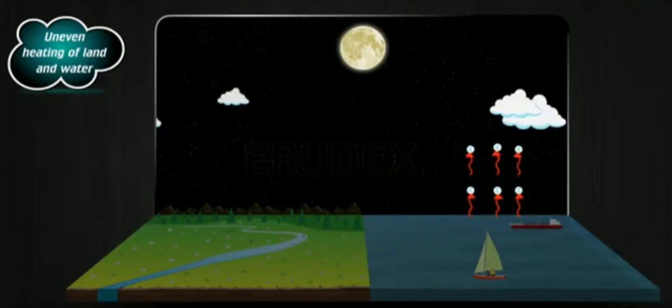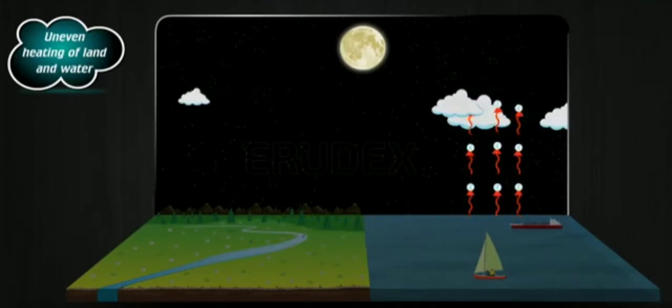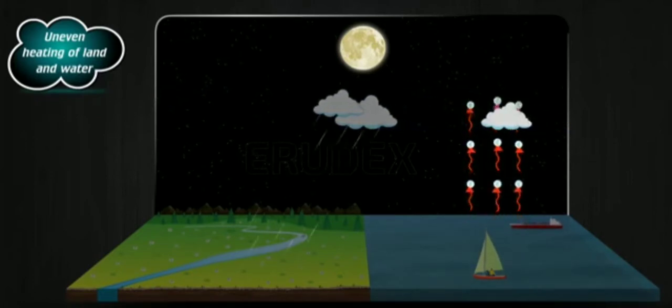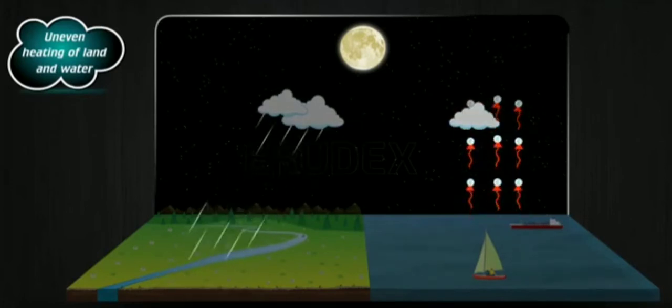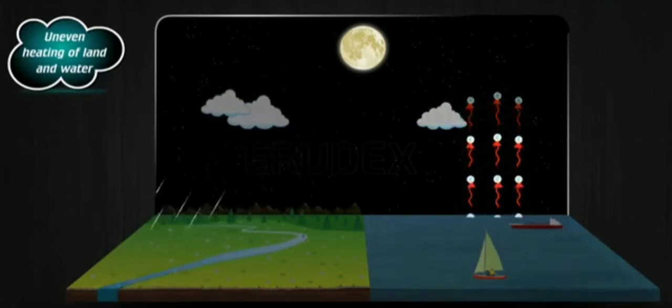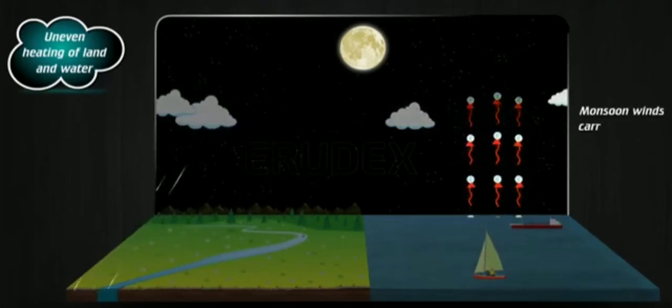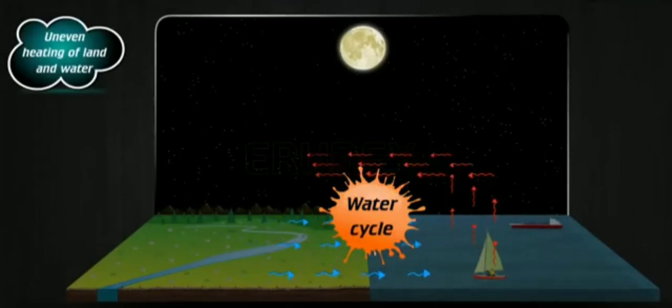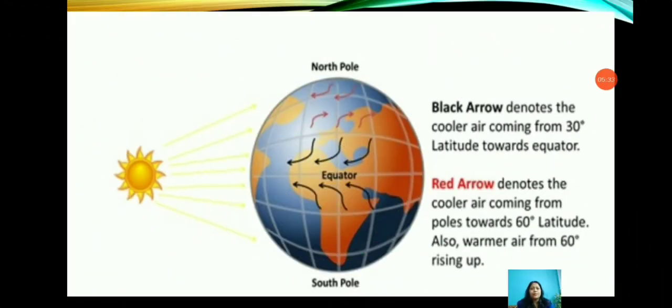Warm air from the sea carries water to the clouds, which condenses and precipitates as rainfall. So, we say that monsoon winds carry water and cause rainfall. This maintains the water cycle in the environment. So I hope you have understood the video.